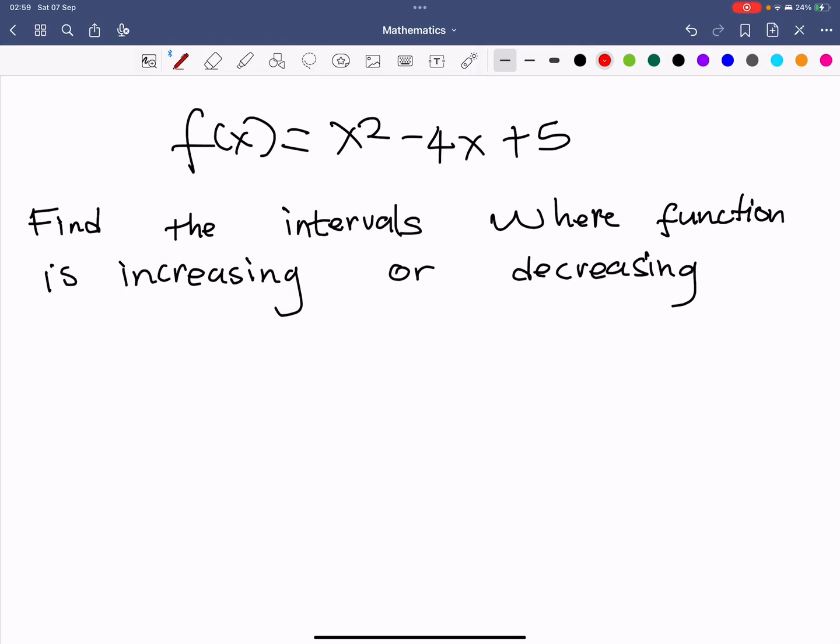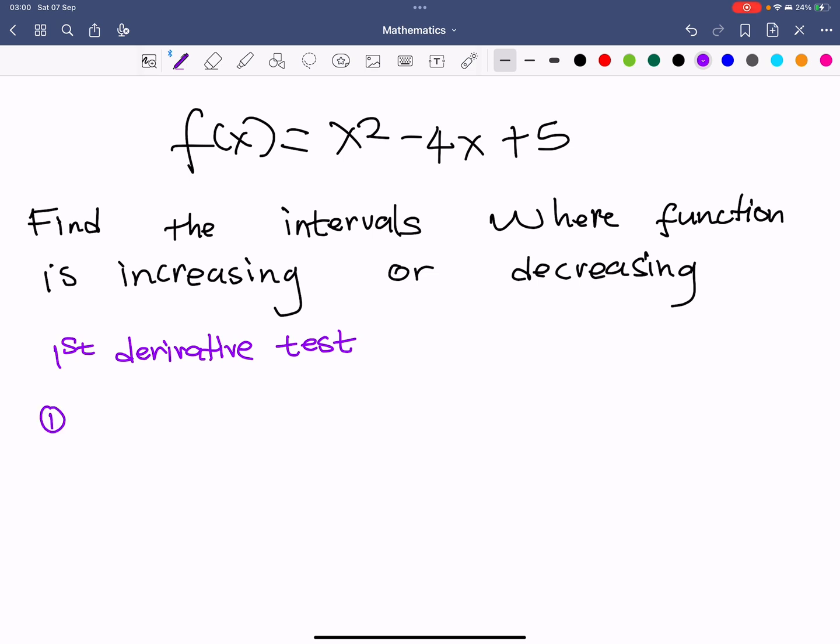In this problem, we're required to find the intervals where the function is increasing or decreasing. So we're going to apply the first derivative test. Let's discuss the recipe for the first derivative test. I'll write first derivative test. Let's understand how the first derivative test works.